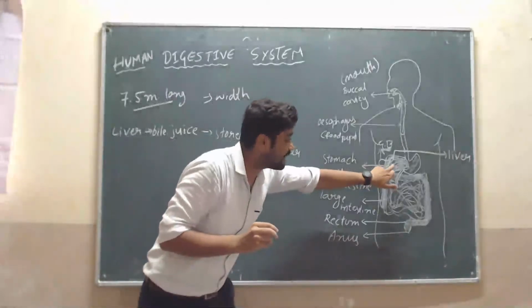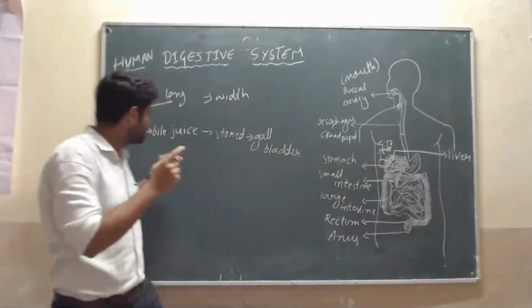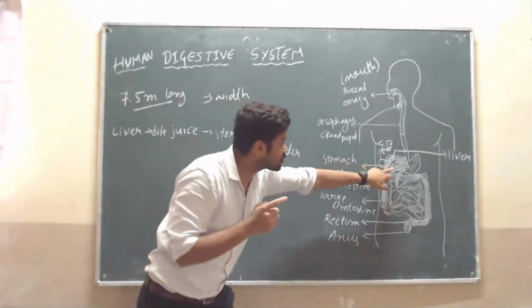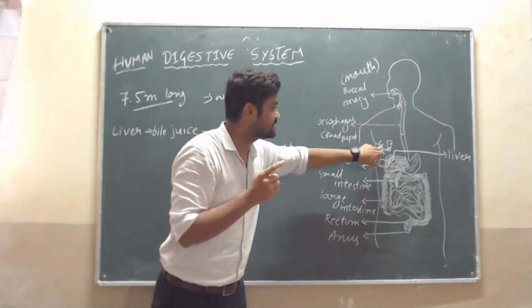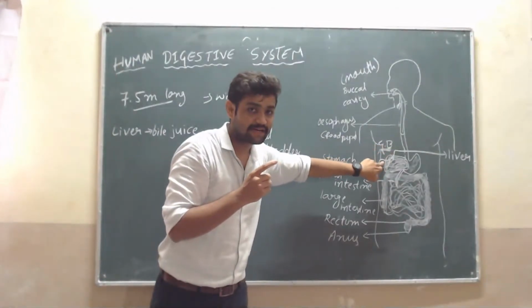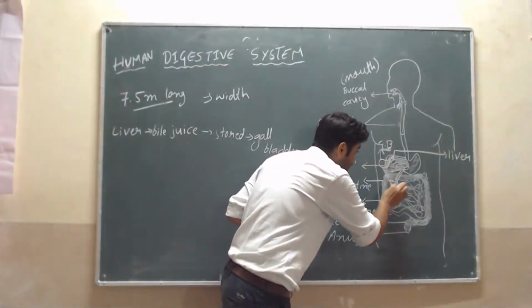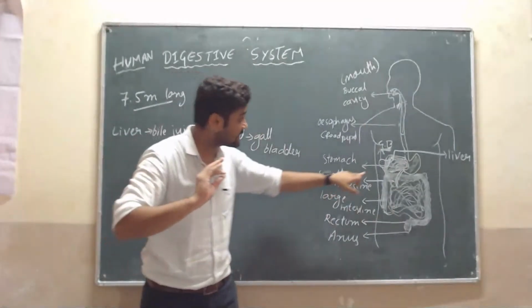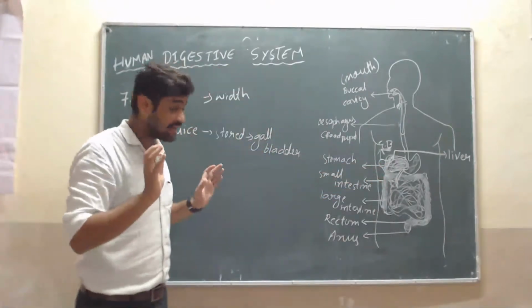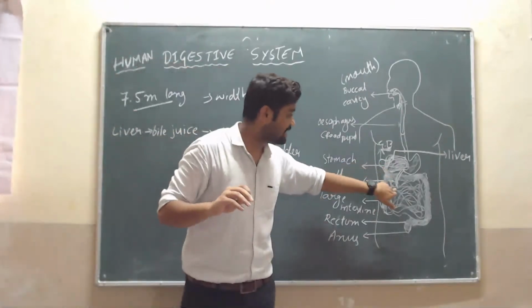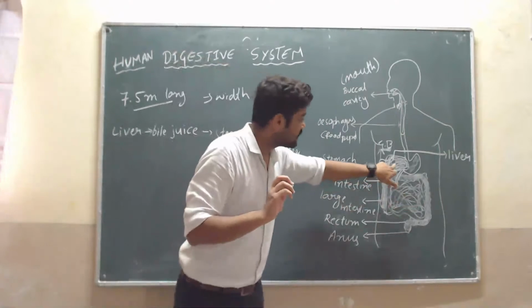Here is the liver, which secretes the bile juice. Bile juice is stored where? Here in the GB. GB is nothing but the gallbladder. See clearly. Then this gallbladder is attached to the small intestine. Whenever needed, this bile juice is transferred from the gallbladder to the small intestine. See here one more time.